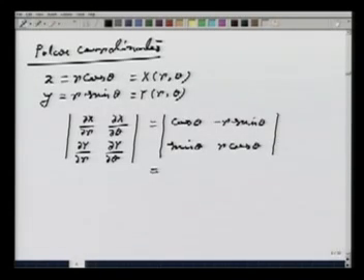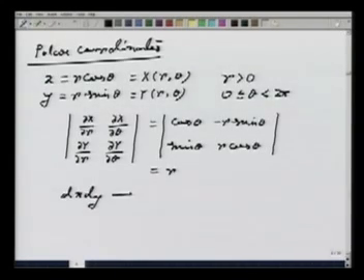So the determinant produces r times cos squared theta plus sin squared theta. So it is just r. I don't need to take modulus. Here I always take r bigger than 0 and 0 less than or equal to theta strictly less than 2 pi. So the Jacobian determinant under this change of variable, dx dy always changes to r dr d theta.